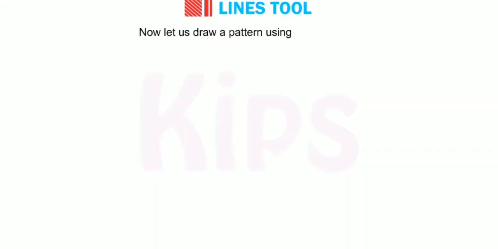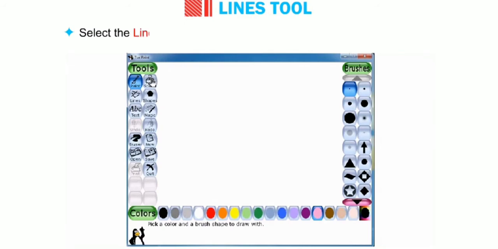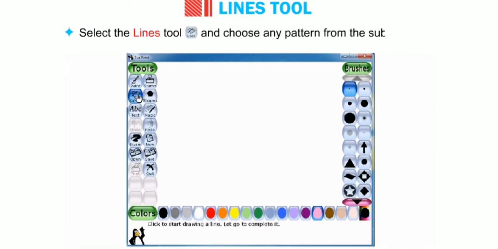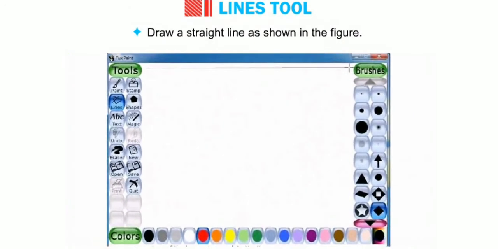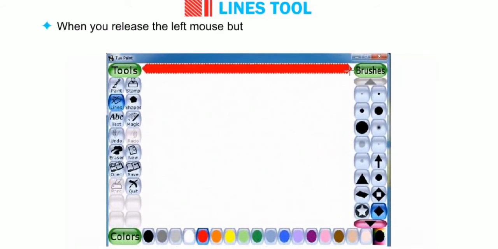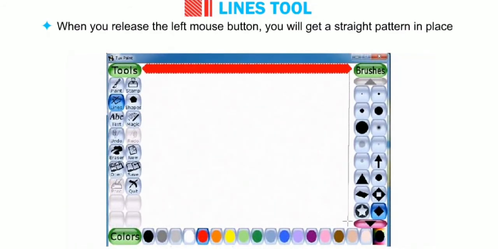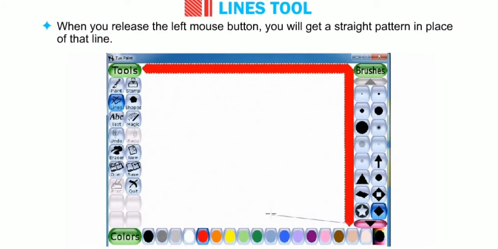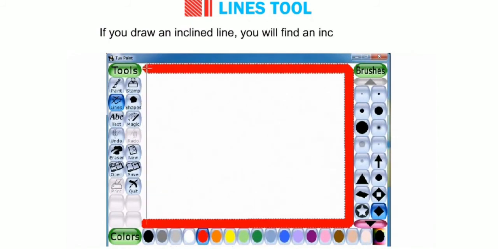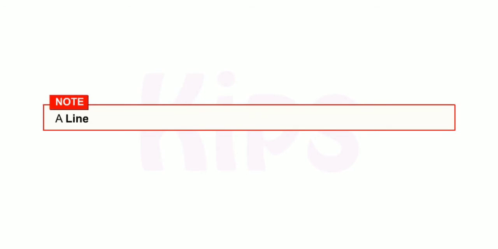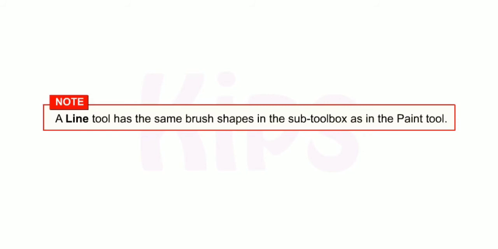Now let us draw a pattern using the Lines tool. Select the Lines tool and choose any pattern from the sub-tool box. Draw a straight line as shown in the figure. When you release the left mouse button, you will get a straight pattern in place of that line. If you draw an inclined line, you will find an inclined pattern. Students, note that a Line tool has the same brush shapes in the sub-tool box as in the Paint tool.